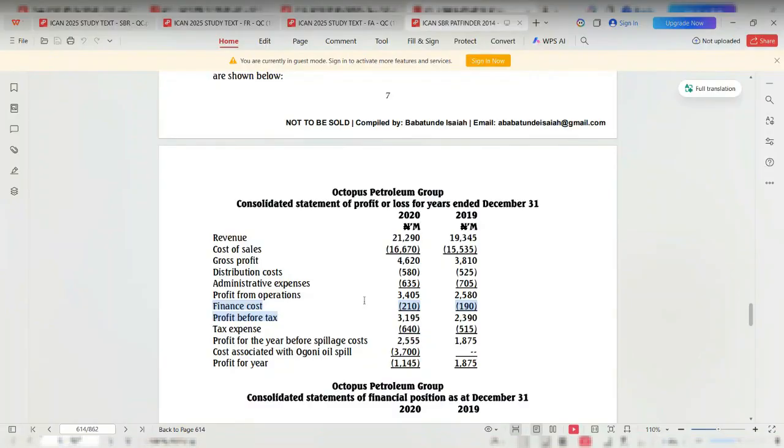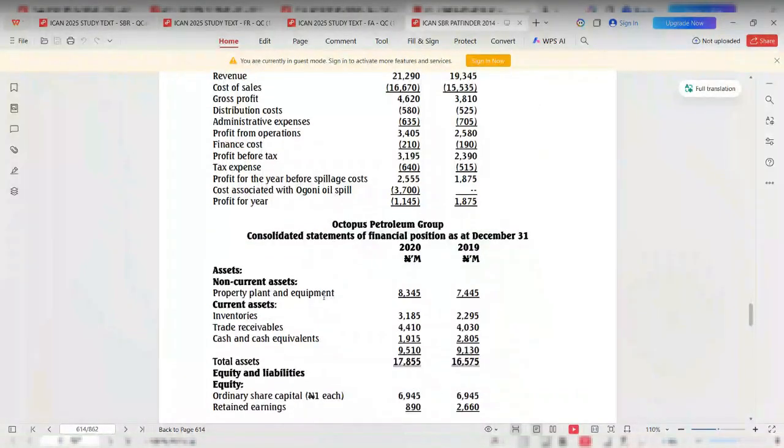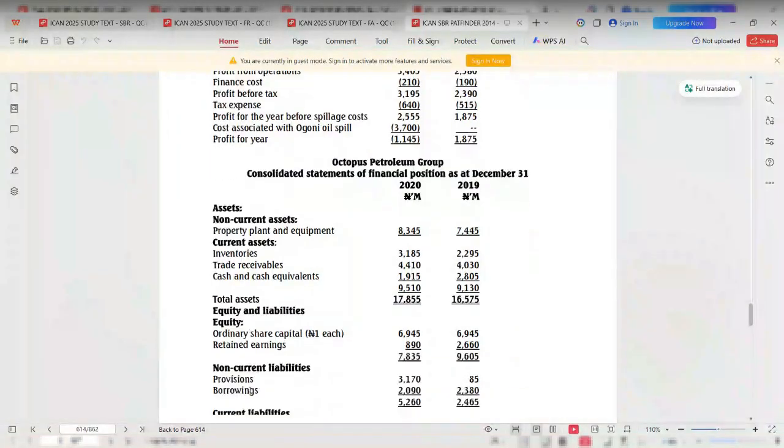You will now say divided by your capital employed. Your capital employed, as I've told you the other time, is your ordinary share capital plus reserve. If you have retained earnings also, you will add it. Here you can see they said equity: ordinary share capital, retained earnings. If you have reserve, reserve also is part of the equity. And if you don't want to use this, just say your total assets.